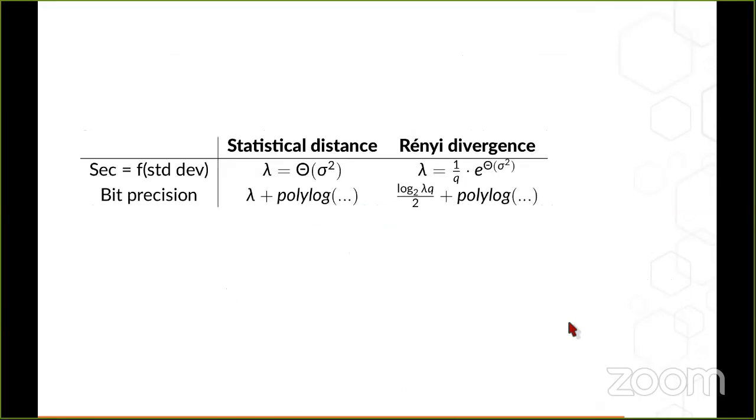Okay, so this is a summary slide for comparing analysis with the statistical distance and Renyi divergence. So for evaluating the security as a function of the standard deviation, we can see that instead of having big O of sigma square, we get 1 over q times exponential of big O of sigma square. And for the bit precision, again, we have a much better precision in the case of the Renyi divergence than the statistical distance.